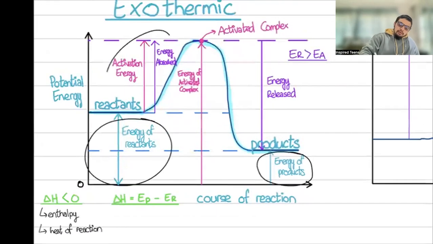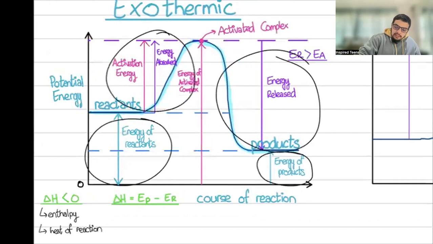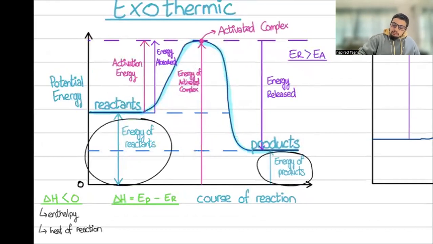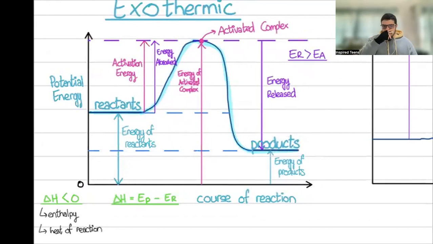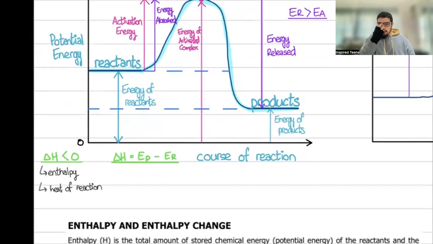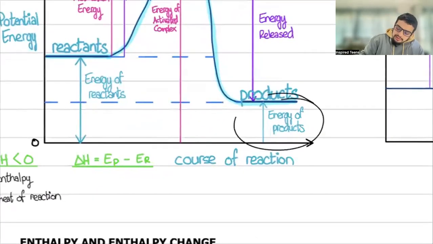So the energy absorbed is less than that of the energy released. However, the energy of the reactants is more than that of the products. Just look at that: we're discussing different concepts, energy of reactants, energy of products, and energy absorbed and energy released. Those are different things. So the way that we calculate delta H, the enthalpy, is energy of products minus energy of reactants.